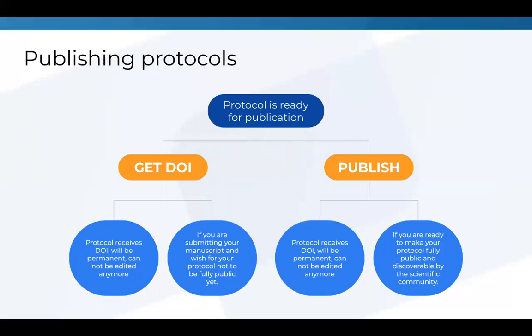So this is the perfect way to go if you're just submitting a manuscript. Or if you're ready to make it fully public, you can also click publish, and this will make your protocol fully public. The main difference is that if you click publish, it will be findable. If somebody searches for it through the search functionality I showed in the beginning, they will find it. If you get only a DOI, it's unlisted, so people will not be able to find it yet. So there are those two options.